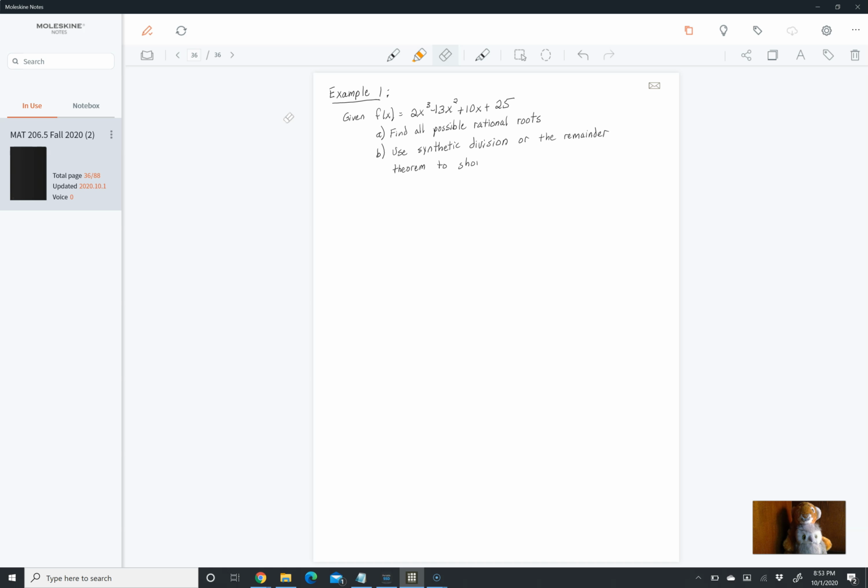To show 5/2 is a root of f of x. So that's going to be the second thing. Then we're going to find the remaining roots. And finally, we're going to write the complete linear factorization. So you obviously don't have to multiply because we already know what the polynomial is.